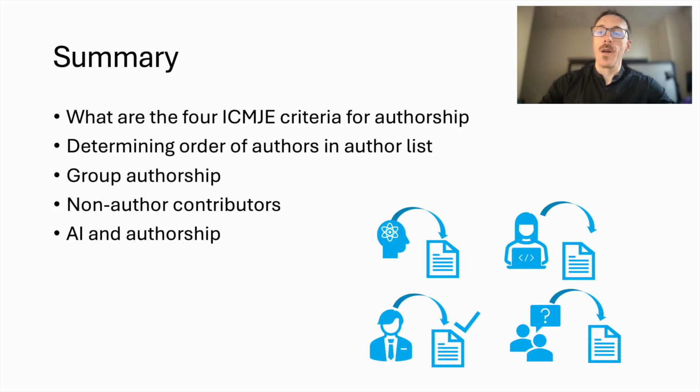So to summarize, in this video we outlined what the 4 different criteria for authorship are per the ICMJE guidelines. We spoke a little bit about non-author contributors and how they should be disclosed in the acknowledgement section. We touched on how one could approach determining the author order. We spoke about group authorship and touched on disclosing AI as an author.